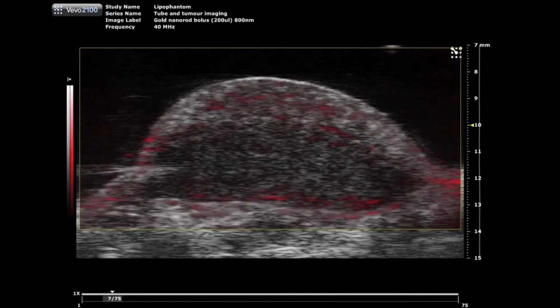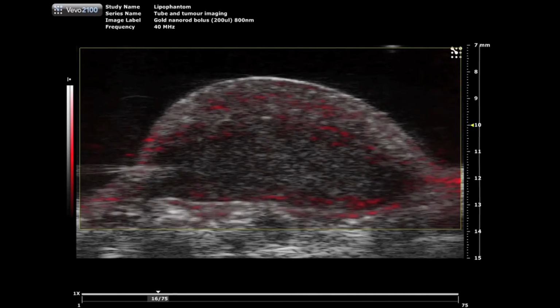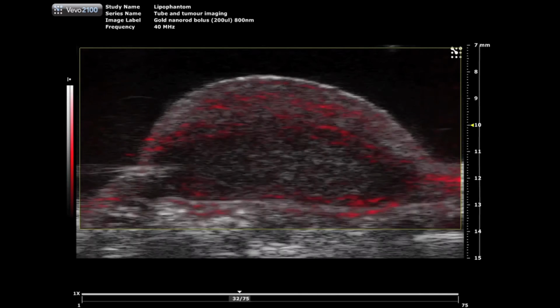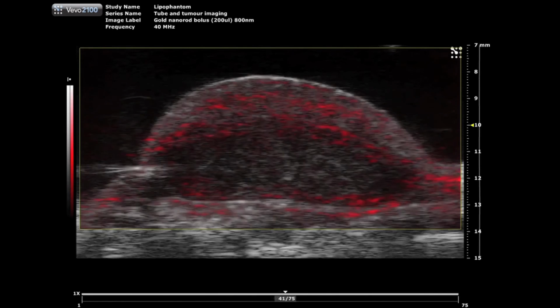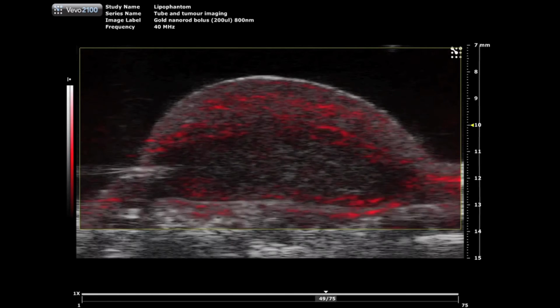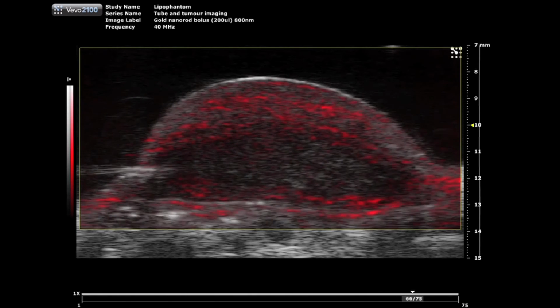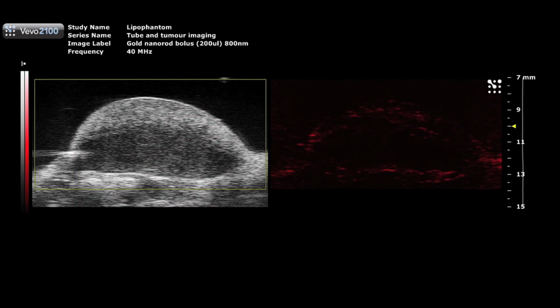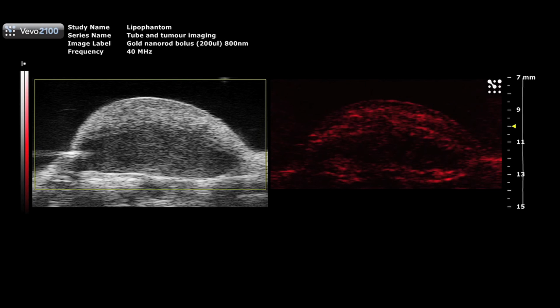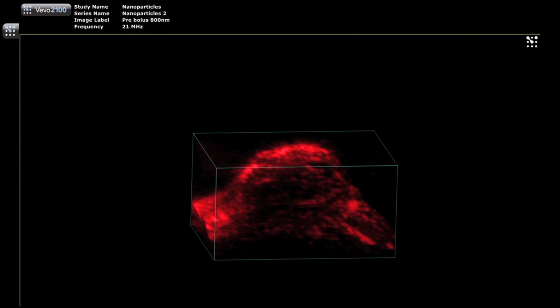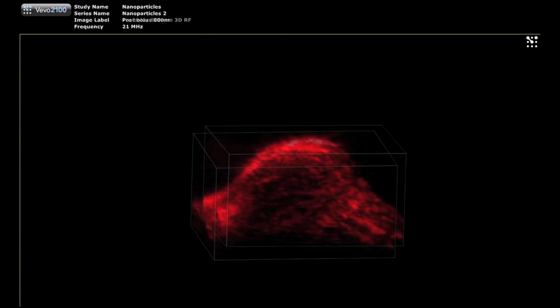Here, a bolus of untargeted gold nanorods is delivered intravenously into the mouse and accumulates naturally at the tumor site. This is evident by the increase in red signal and enhances the endogenous heme contrast offered by photoacoustic technology. The signal is detected at 800 nanometers. Anatomical and photoacoustic images are co-registered and can be viewed as an overlay or side by side, as shown in this example. Pre- and post-gold nanorod infusion can also be captured in 3D, as shown here.